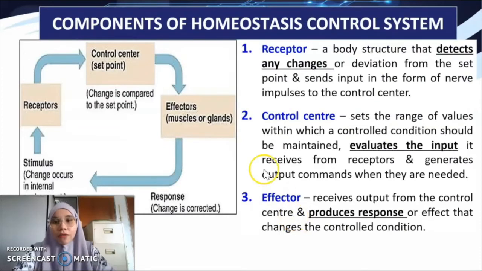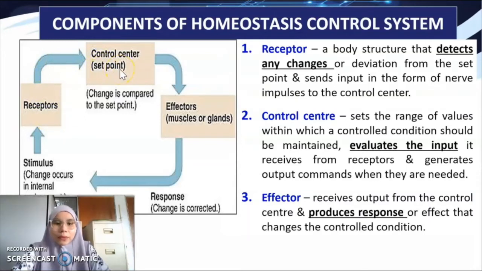The components of the homeostasis control system. The homeostasis control system consists of three components. The first one is the receptor. The receptor is a body structure that will detect any changes or deviation from the set point and send input in the form of nerve impulses to the control center. So the receptor will detect the changes and send the impulse to the control center.